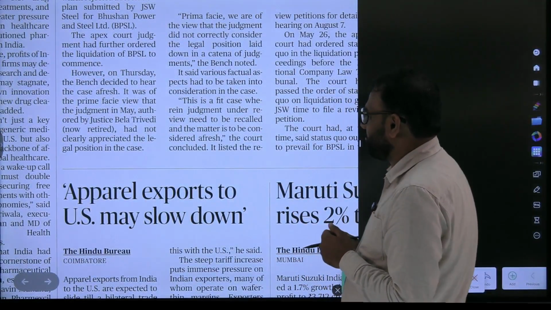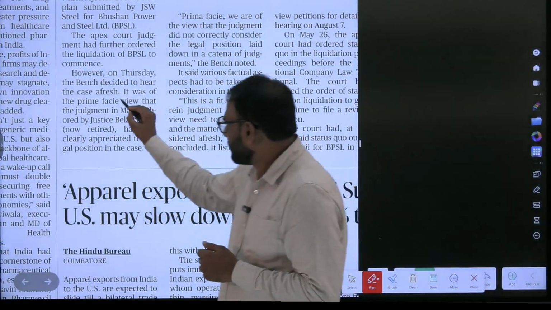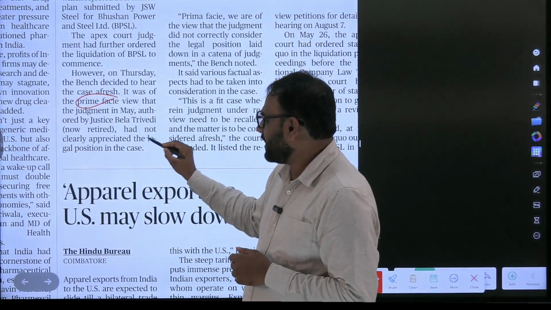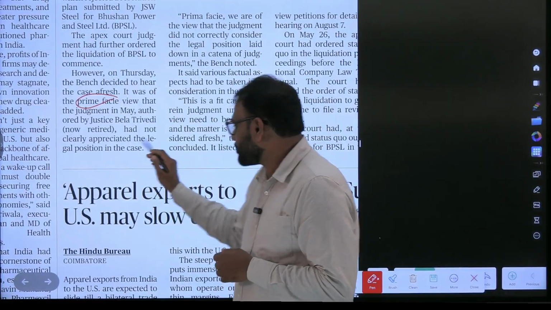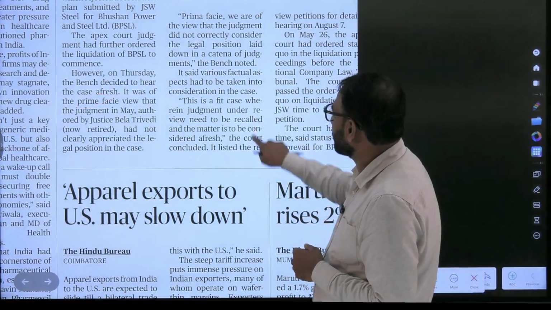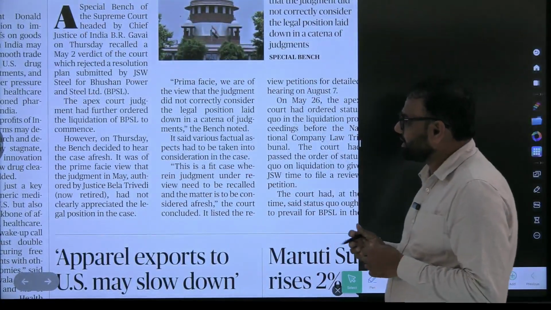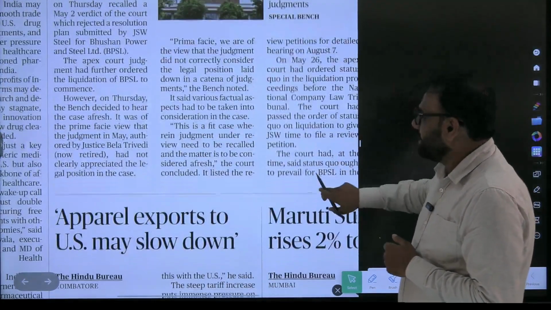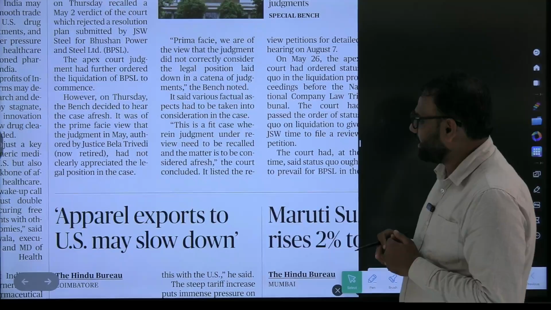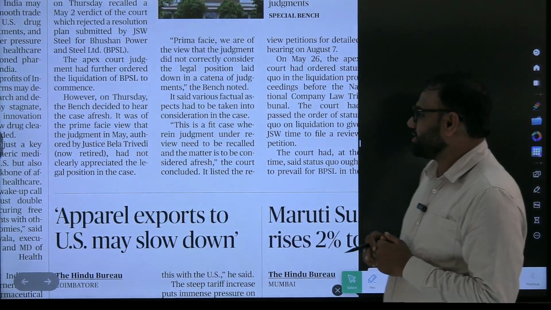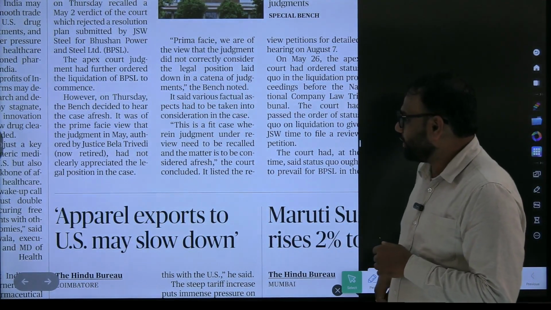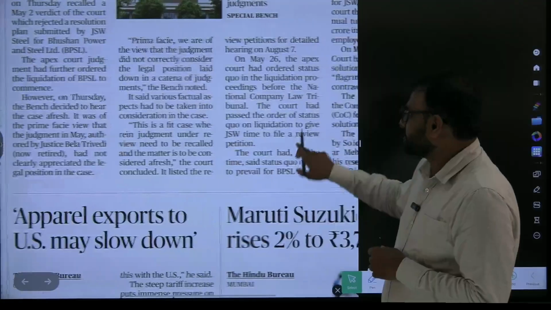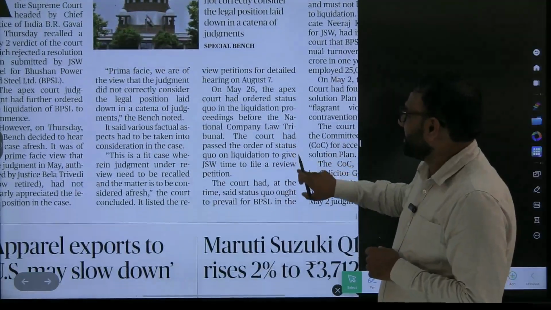Next, however, on Thursday the bench decided to hear the case afresh. It was of the prima facie view, a Latin word, that the judgment in May authored by Justice Bela Trivedi had not clearly appreciated the legal position in the case. Prima facie, we are of the view that the judgment did not correctly consider the legal position laid down in the catena of judgments. It said various factual aspects had to be taken into consideration. This is a fit case wherein the judgment under review needs to be recalled and the matter is to be considered afresh, the court concluded. It listed the review petition for detailed hearing on August 7.